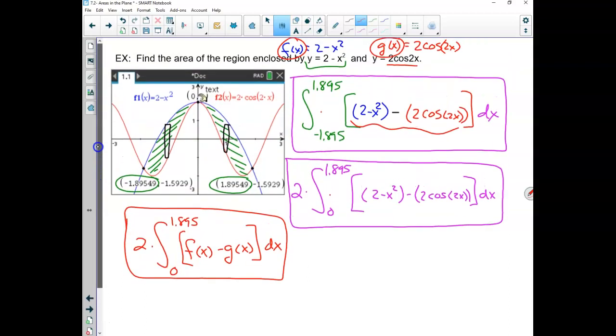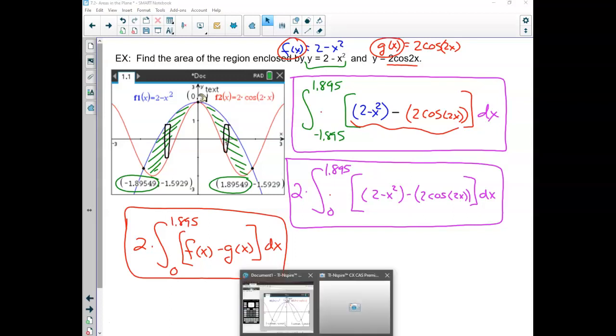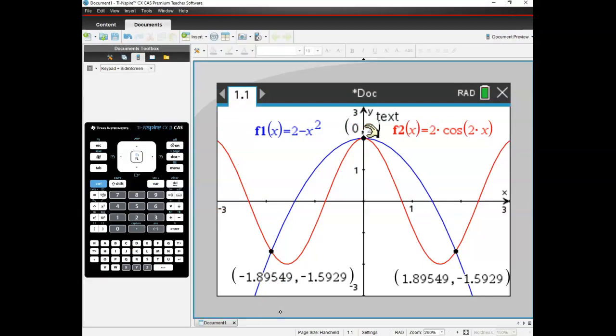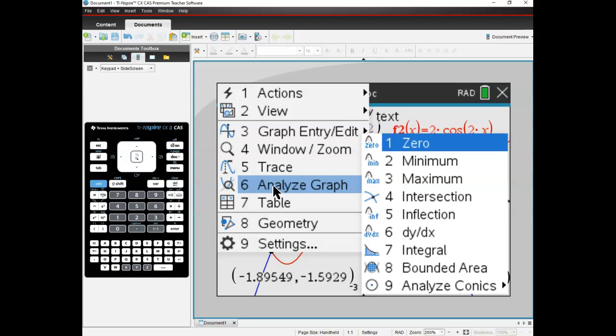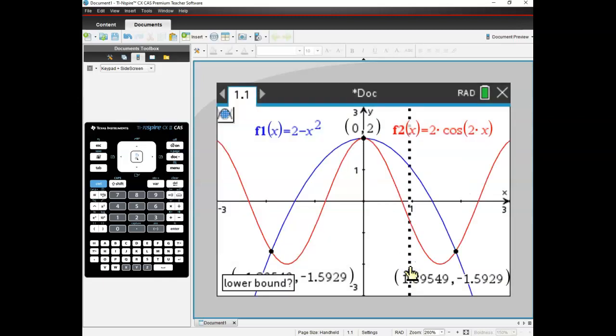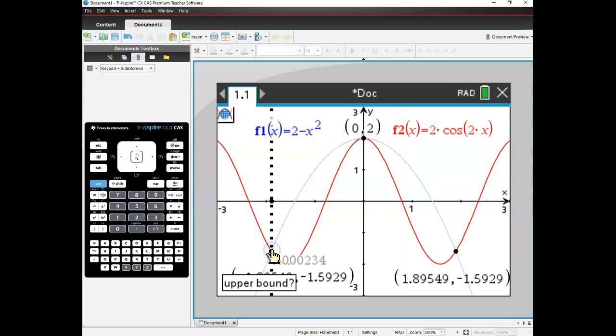And we're not going to longhand this one out because I want to keep it short. So you could go to the calculator page, or hopefully what we're going to do here is find the bounded area, okay? The AP board knows that these capabilities are inside here. I'm going to analyze graph, and I don't want integral. I'm going to do bounded area, and my lower bound is going to be this point, right?